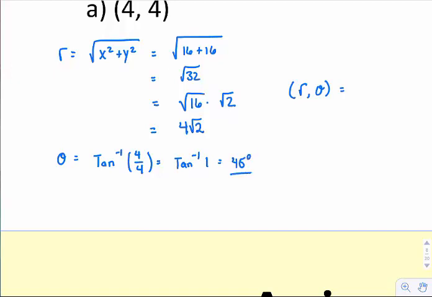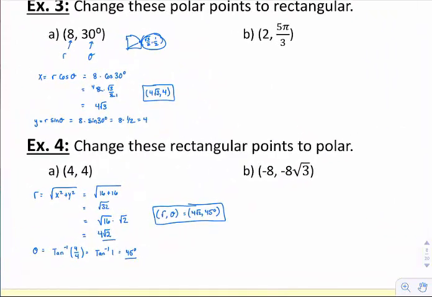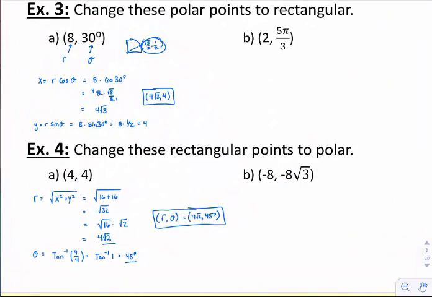So this will give you your r and your theta: 4 radical 2, 45 degrees. And that is your polar coordinates. So again, take a look at those, and review the formulas if you need to. But I want you to try B for example 3 and example 4.